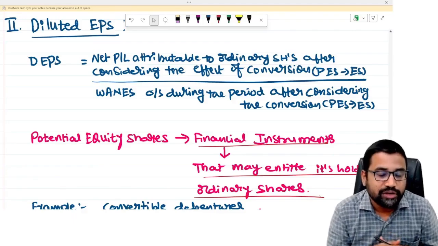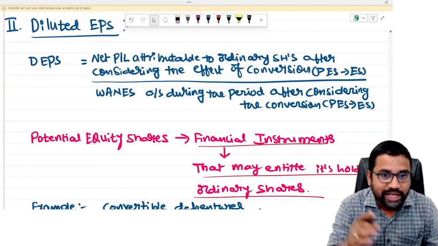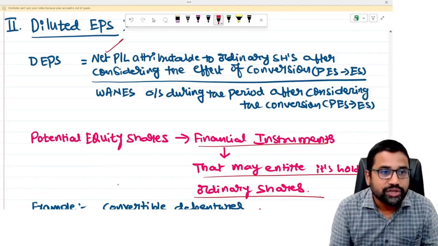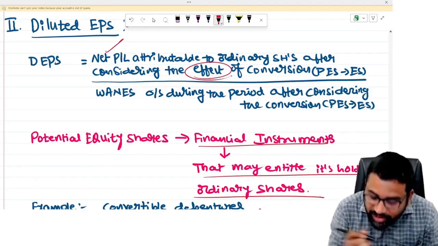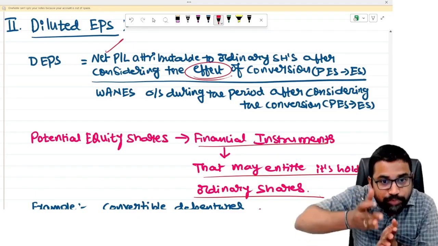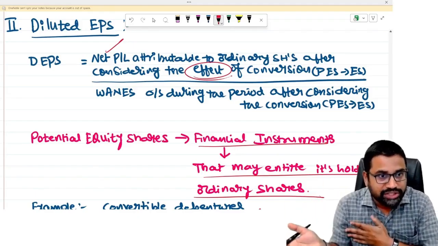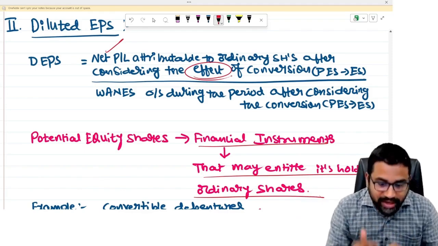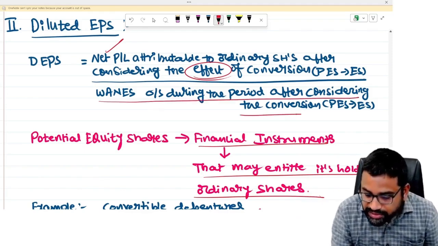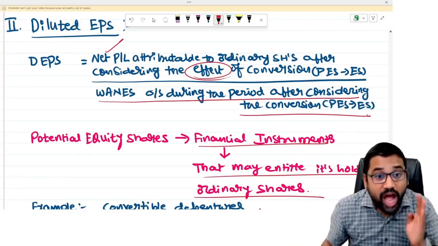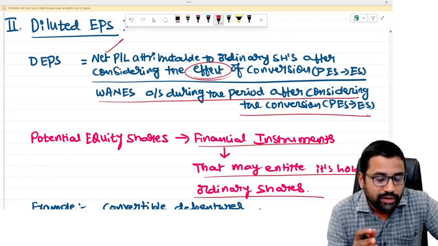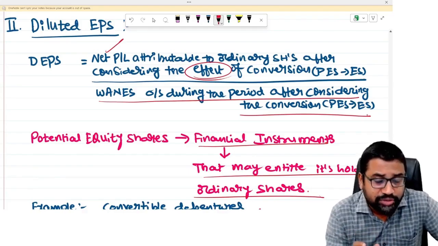And what is the formula for diluted EPS, sir? Diluted EPS is equal to net profit or loss attributable to the ordinary shareholders after considering the effect of conversion. Suppose these potential equity shares are converted into equity shares, what will be the net profit or loss attributable to equity shareholders? Divided by weighted average number of shares outstanding during the period after considering the conversion. So basic EPS formula: net profit or loss attributable to ordinary equity shareholders divided by weighted average number of equity shares outstanding during the period.